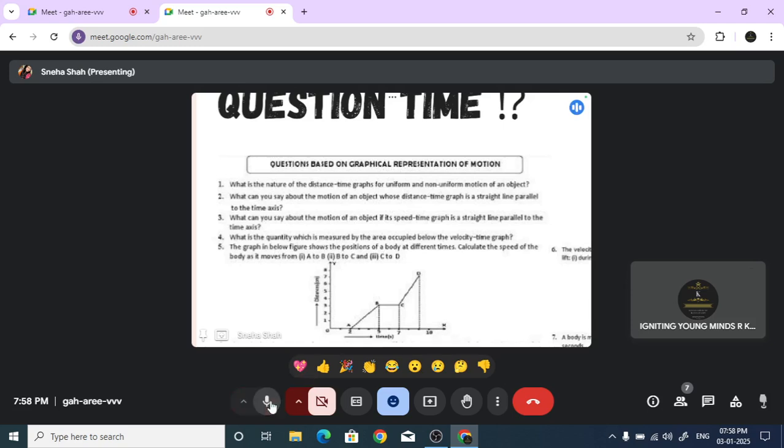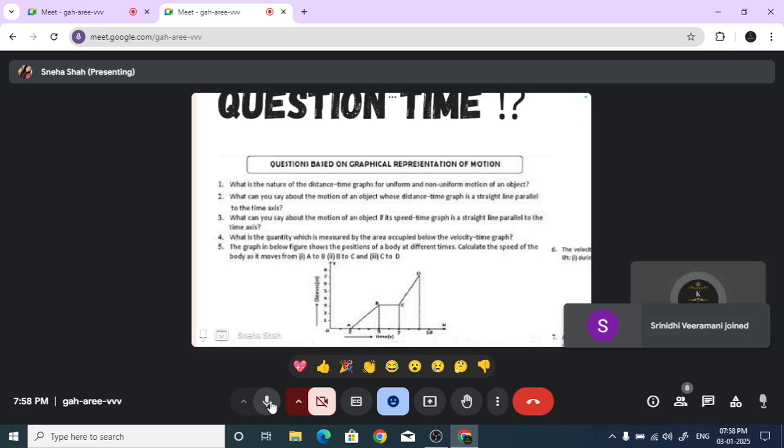First, let's answer for uniform motion. Nature means, is it a straight line? Is it a curved line? Is it a non linear line? Is it a parabola or a hyperbola? You need to answer that. So, what is the nature of distance time graph for uniform motion?